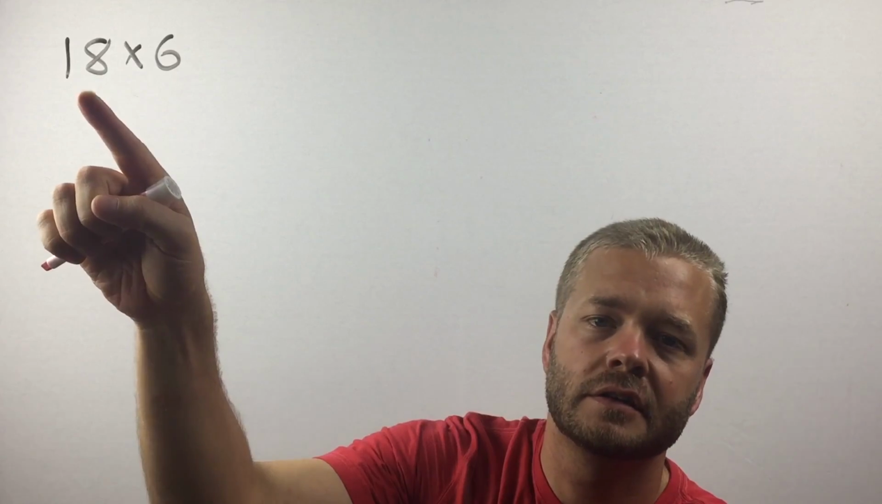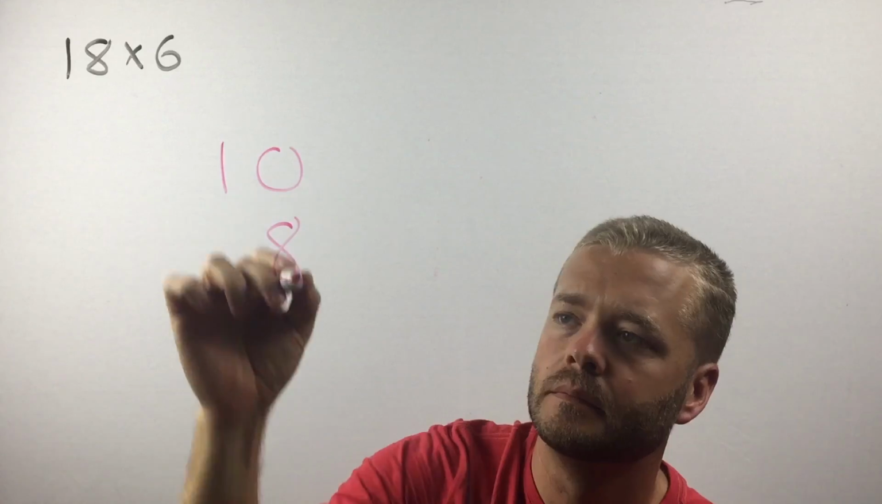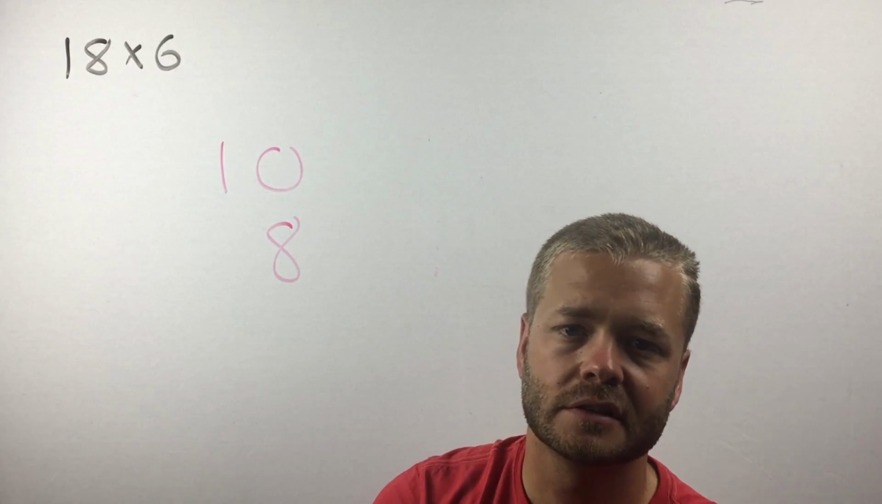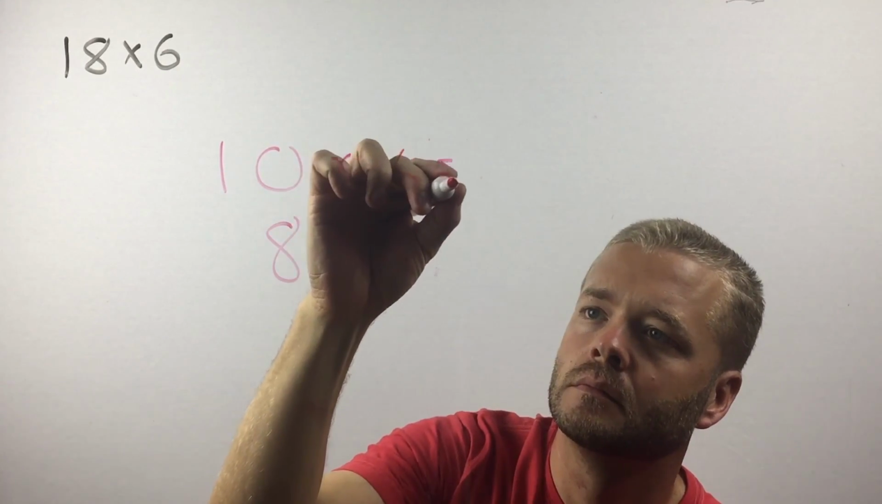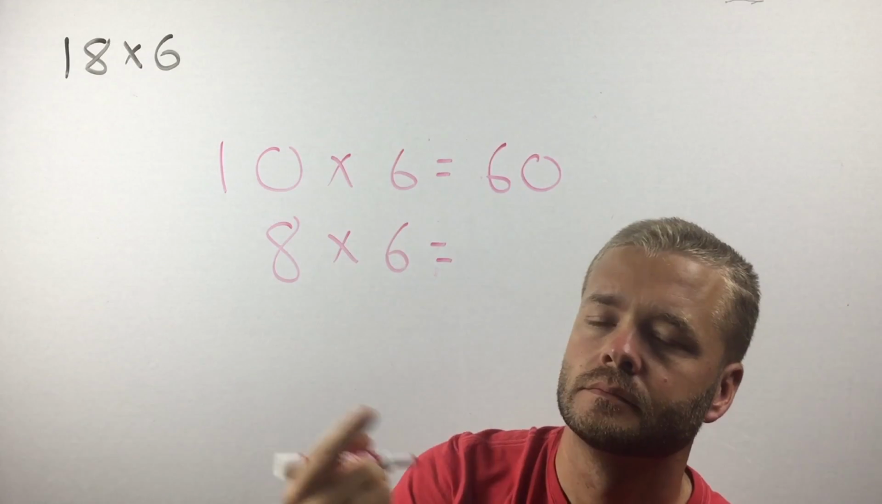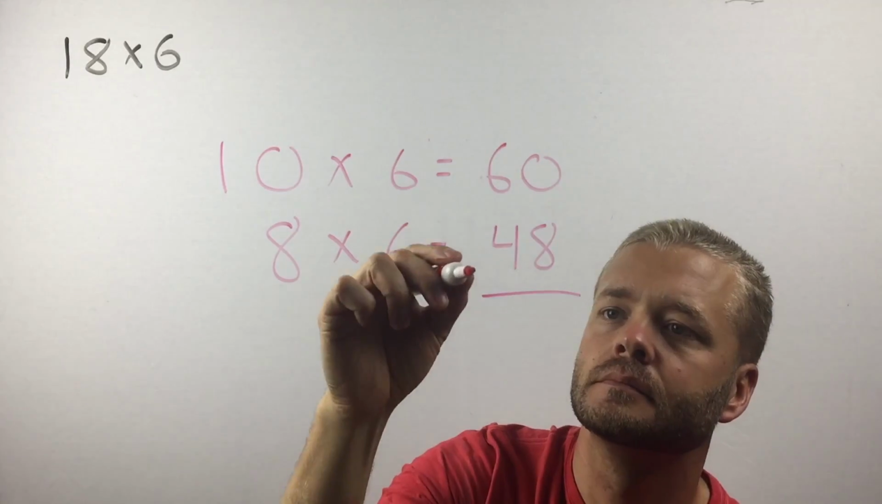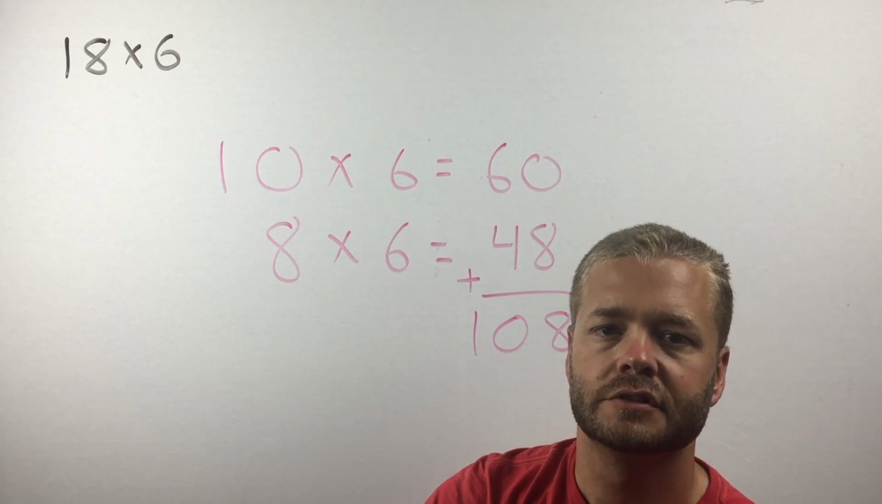You might see that on a test somewhere. You might have to do that. Right away you're like, oh god, this is hard. Nah, let's do the partial product method. 18 is just really 10 and 8. Let's multiply it all by 6. 10 times 6, 8 times 6. Add them together. It's pretty simple stuff, huh?